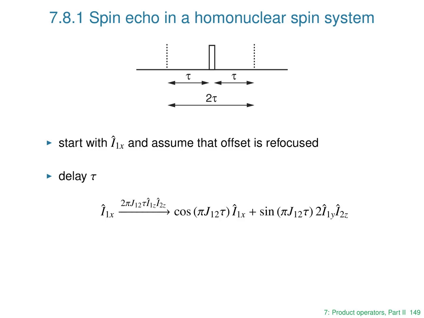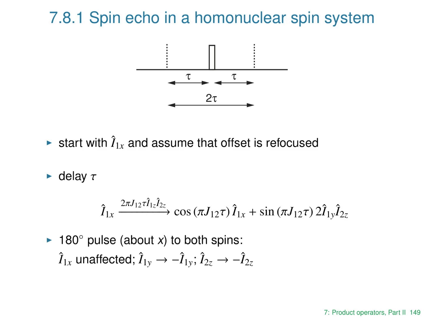And the angle is pi j tau, all right? Because it's half of this 2 pi j tau. So that's the delay tau. And then we have the 180-degree pulse. And we have to remember that the 180-degree pulse is going to be applied to both spins. And I'm assuming the 180-degree pulse is about the x-axis.